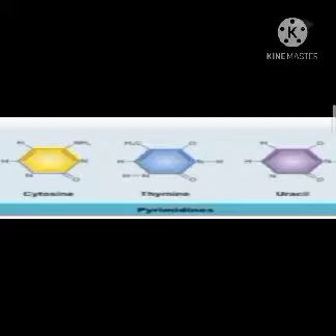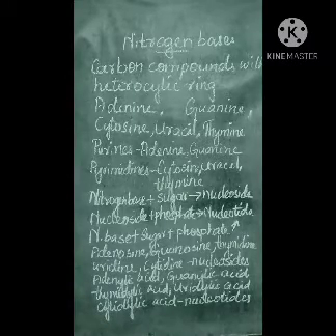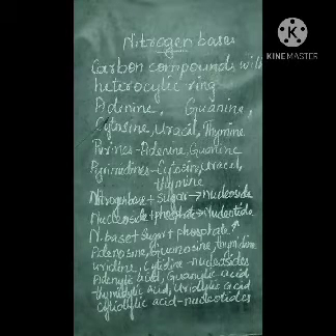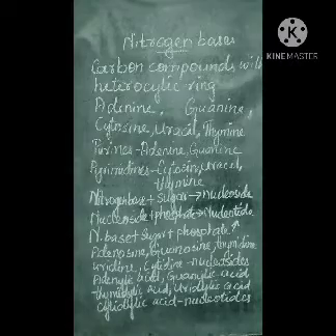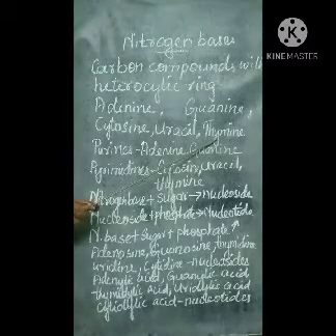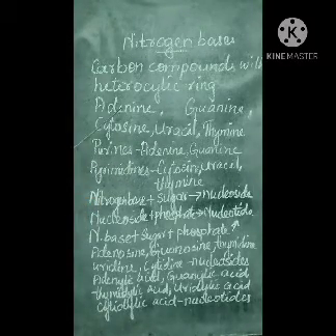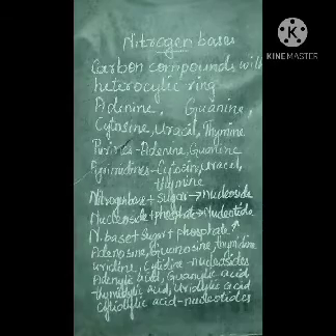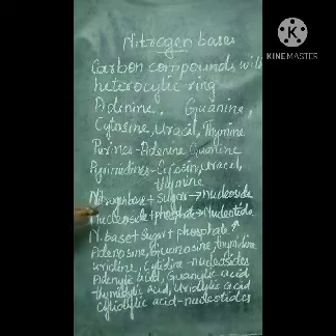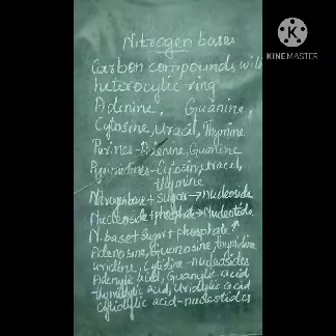Okay. The nitrogen bases are present in the nucleic acids, DNA and RNA. DNA is deoxyribonucleic acid and RNA is ribonucleic acid. Now the nitrogen bases present in DNA are adenine, guanine, cytosine and thymine. And the nitrogen bases present in RNA are adenine, guanine, cytosine and uracil. So instead of thymine, uracil will be there in RNA.